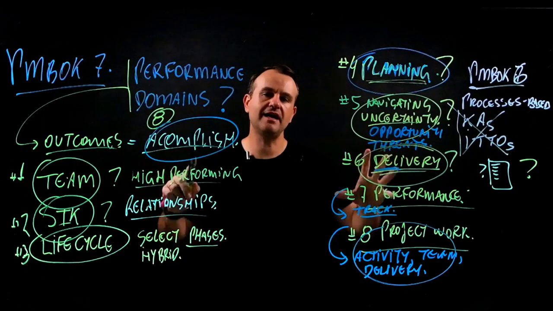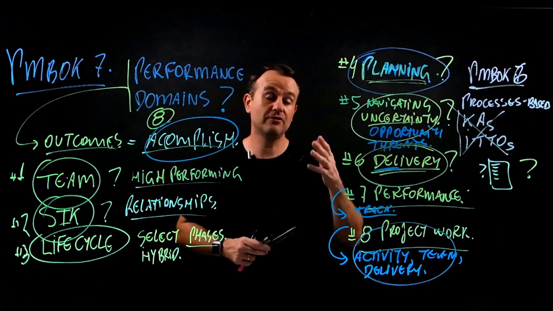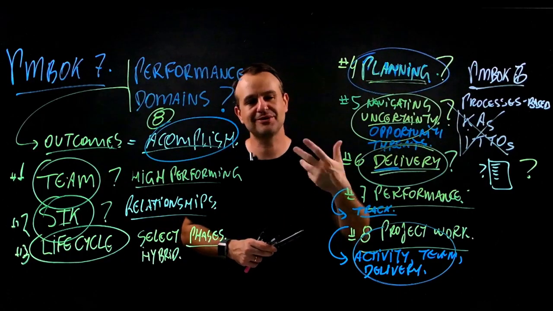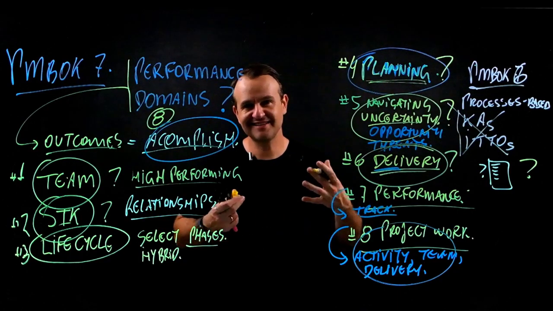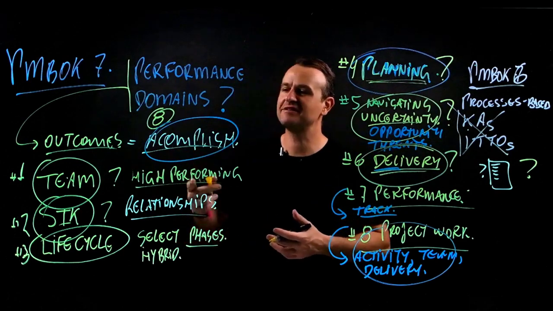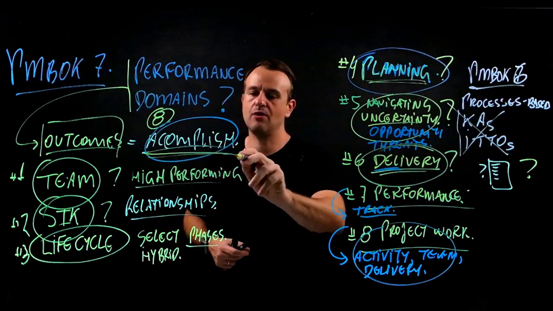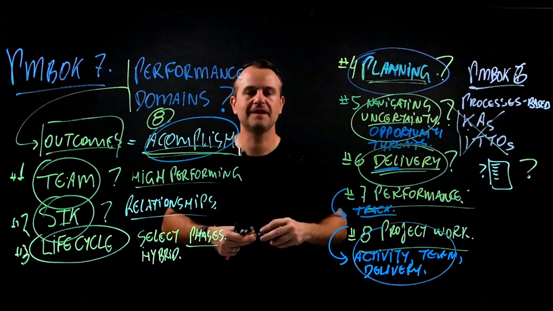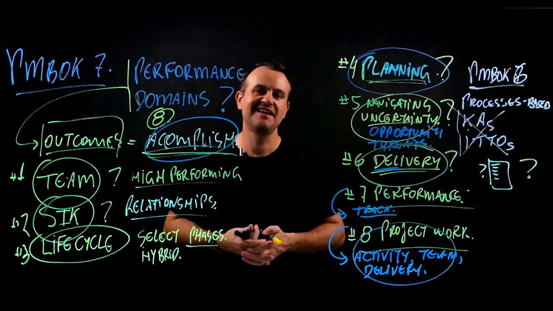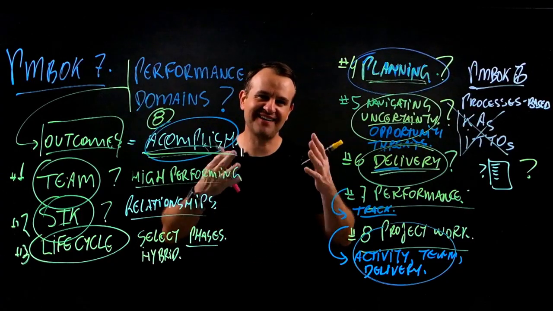So these are the 8 performance domains. When you think about a performance domain, you are going to study a little more and understand the PMBOK Guide 7th edition. Think about outcomes and what you want to accomplish. You have a better description there, and I hope you understand this and put it into practice in your next project.